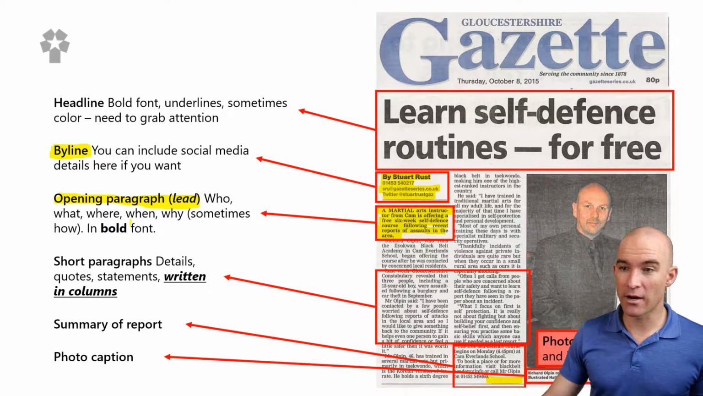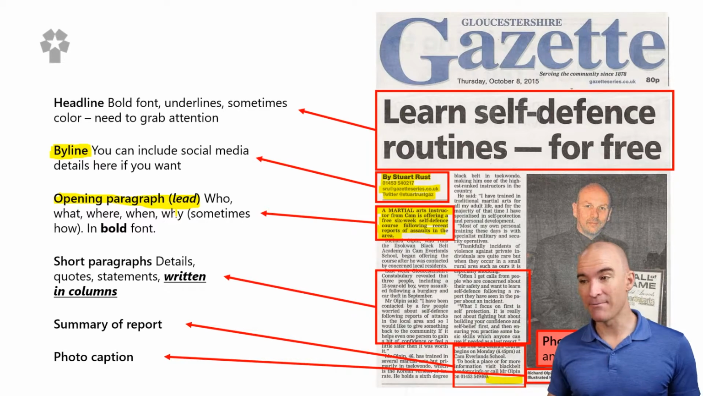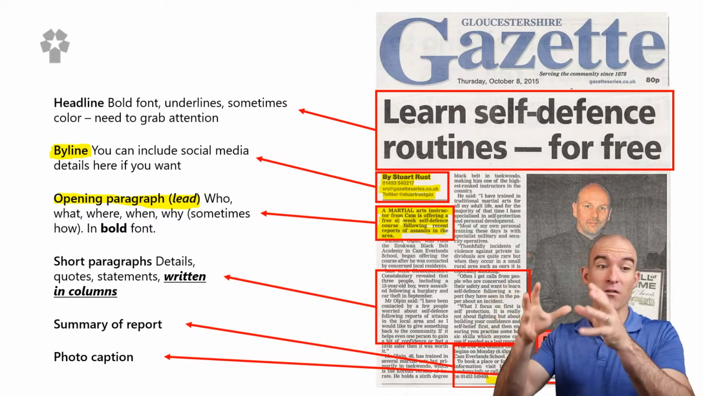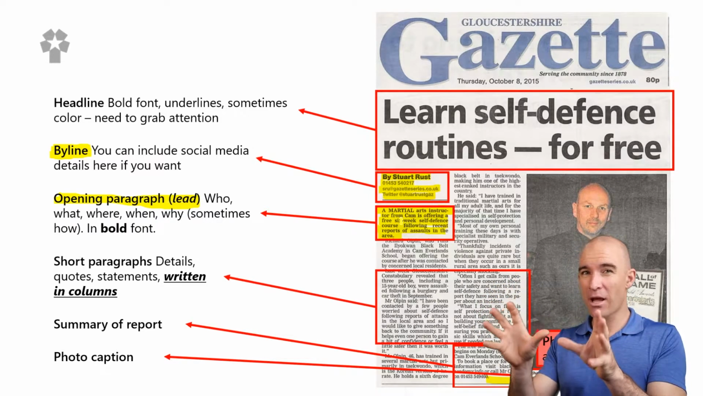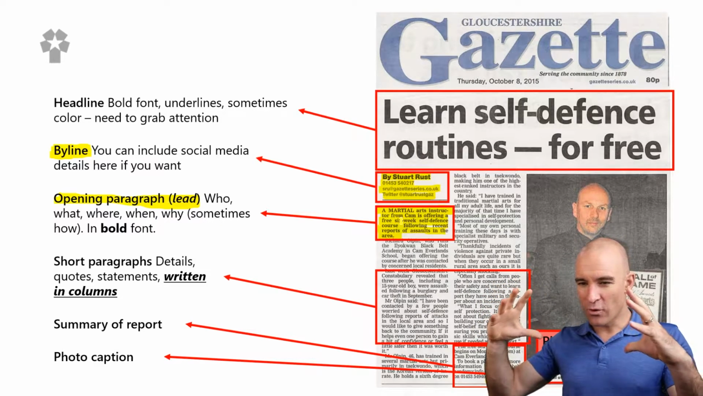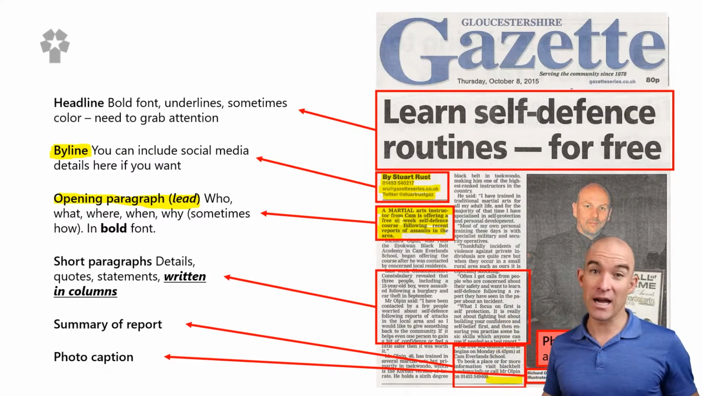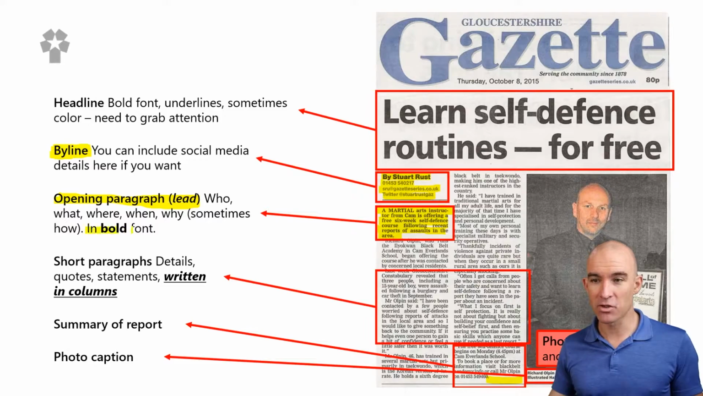So who, what, where, when, and why. When is not included in this one. But this is really the important thing of the lead. This first paragraph needs to really summarize in very few words what the article is about. And this should be in bold font.